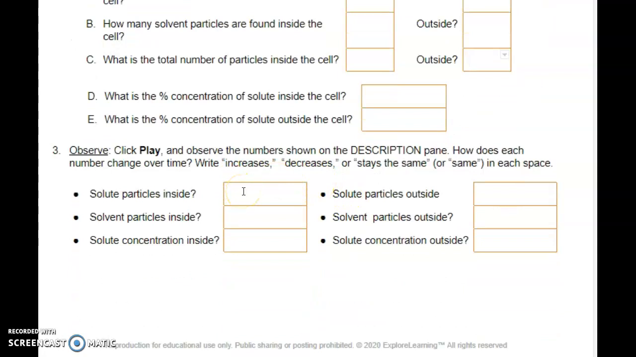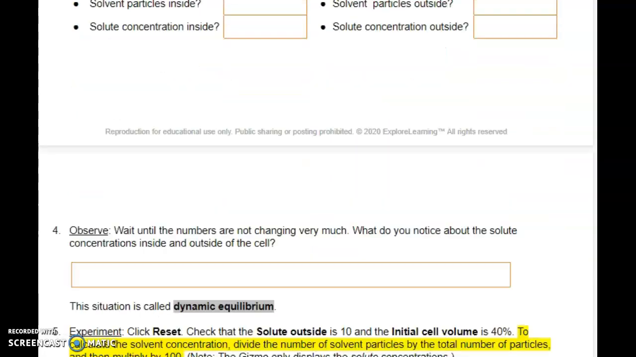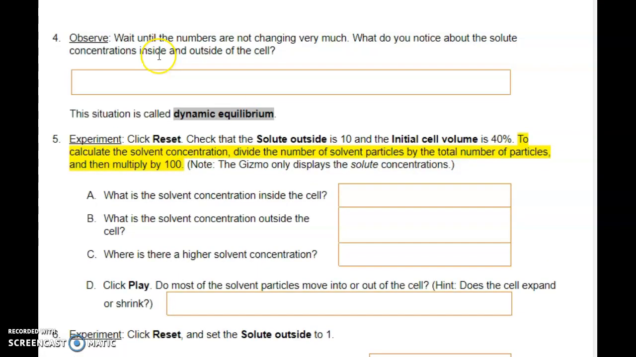So you're going to write increase, decrease, or stays the same in each space. So as you click play, watch what happens. If you need to reset and play again, you certainly can. Then wait until the numbers aren't changing very much. And then what do you notice about the solute concentrations inside and outside when all the numbers don't change very much? Then for number 5, you're going to do a little reset, check to make sure your solute outside is 10, initial cell volume is 40.